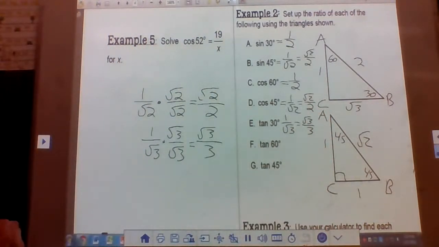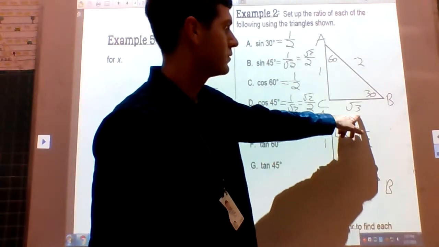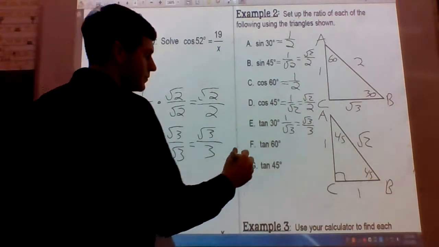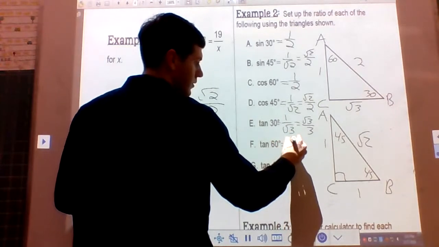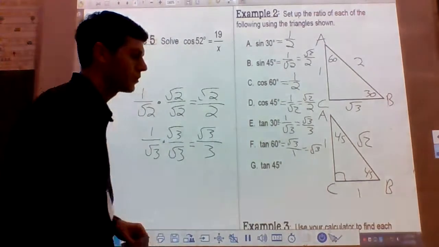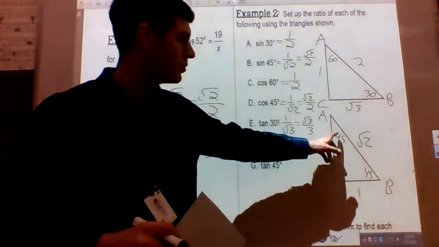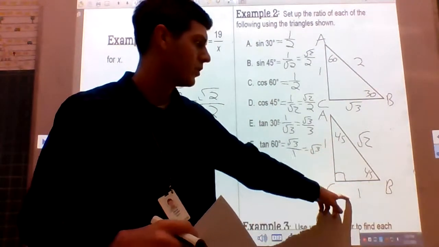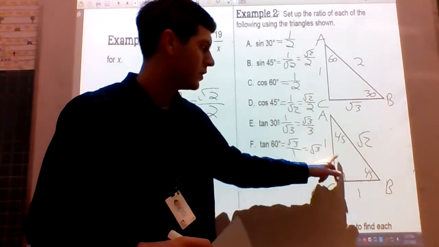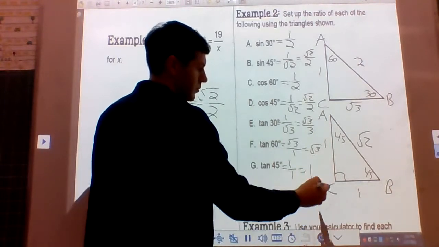Tangent of 60. So here's our 60-degree angle. Tangent is opposite over adjacent. So opposite of the 60-degree angle is square root of 3. And adjacent is 1, so that's just going to be the square root of 3. Okay, then tangent of 45, opposite over adjacent, 1 over 1. If you use the other 45-degree angle, you get the same thing. Opposite of 45 is 1, adjacent is 1. So 1 over 1, which equals 1.